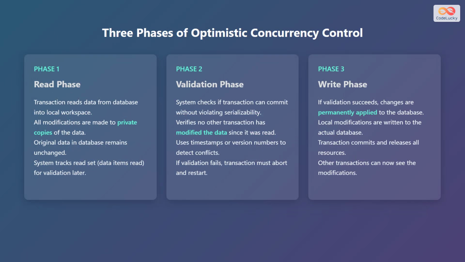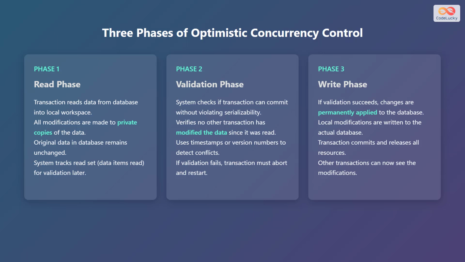Optimistic concurrency control operates in three distinct phases. Phase 1, the read phase. During this phase, a transaction reads data from the database into a local workspace. All modifications are made to private copies of the data, leaving the original data in the database unchanged. The system tracks the read set, which includes all the data items read by the transaction, for validation later.